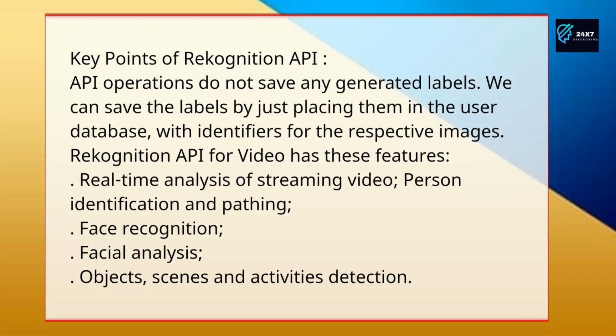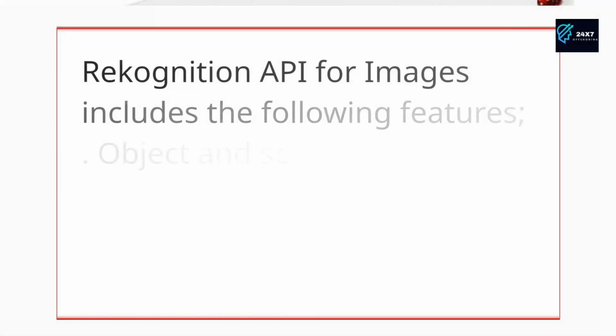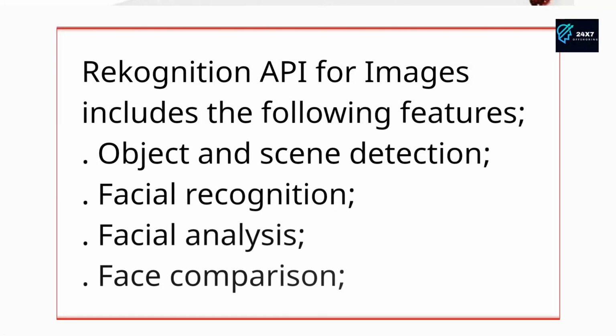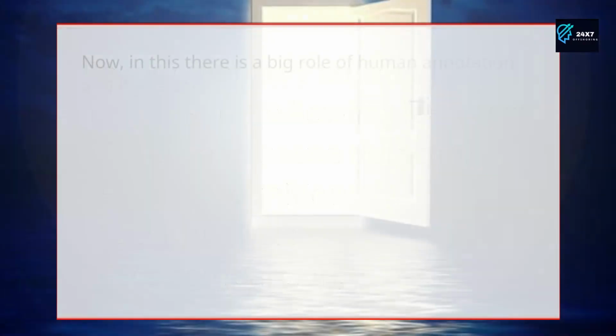Rekognition API for video has these features: real-time analysis of streaming video, person identification and pathing, face recognition, facial analysis, objects, scenes and activities detection. Rekognition API for images includes the following features: object and scene detection, facial recognition, facial analysis, face comparison.